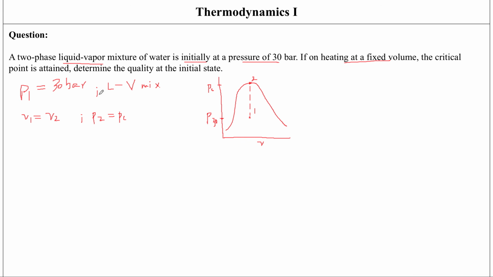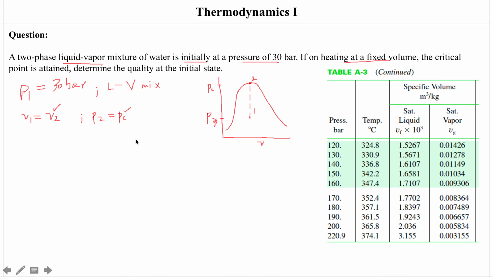I cannot start with the initial state because I don't know any other information other than the pressure. So I don't know what the quality is or what the specific volume is right now. I would have to find out the specific volume at state 2, and that would be equal to the specific volume at state 1. To do that, I need to go to the critical pressure. The way to do it is if you go to table A3, you go down the table all the way. The last entry is going to be that of the critical pressure.